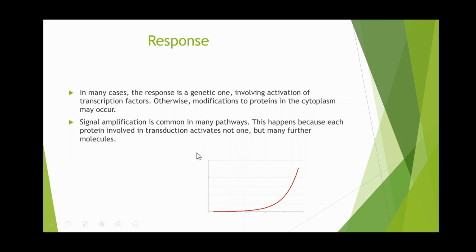So there's another major phenomenon, which is signal amplification. The reason that I have this exponential graph here is to illustrate the fact that it's sort of like a chain reaction. You have one event, one ligand binding to one receptor, and then that receptor activates various other relay molecules, and then each of those relay molecules activate many other relay molecules, and so on and so on. So it's sort of like an exponential function. This can happen because the protein is going to be activating not one but many further molecules.